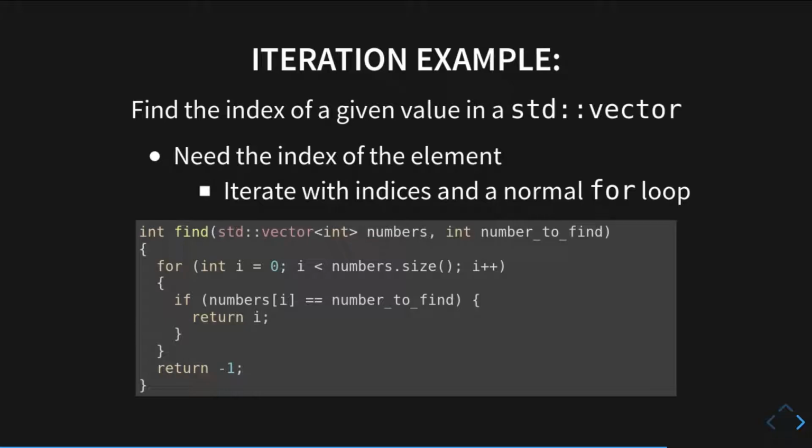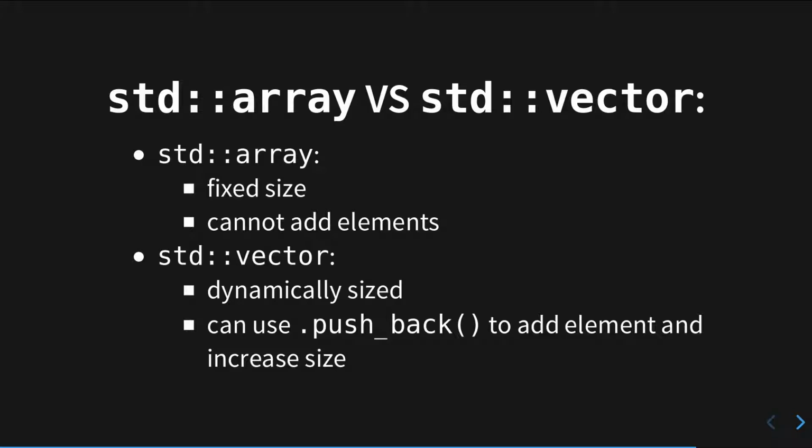On the other hand, if we're trying to find the index of a given value, we need the index of the element, and so we need to iterate std vector with indices and a normal for loop. So in the example below with the find function, we create a normal for loop from 0 to just less than the numbers size, and if the ith element is equal to the number that we want to find, number to find, then we return the index i. Otherwise we return -1.